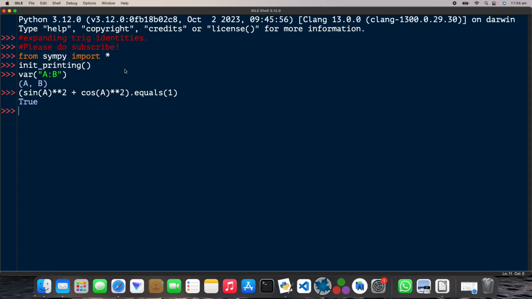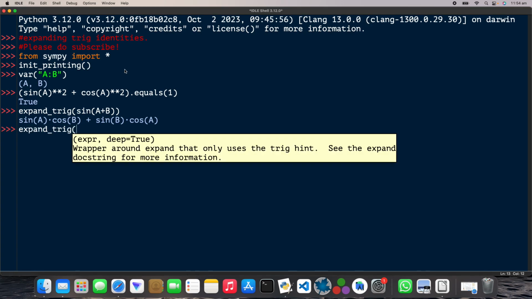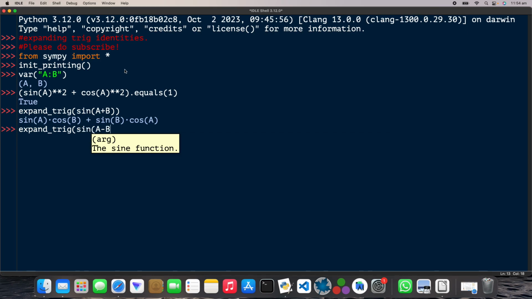Okay, right. And then expand trig: sine A plus B. There we are. Okay, and then expand trig again: sine A minus B. Right, and then using the cos function as well. So expand trig.